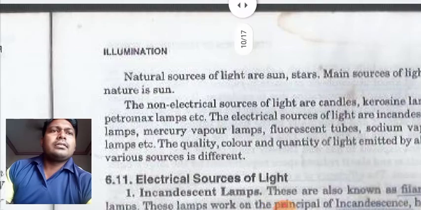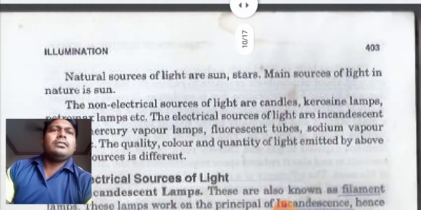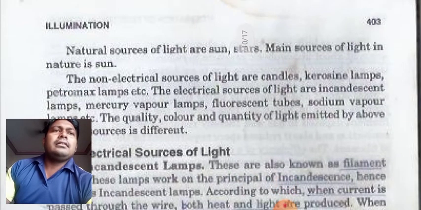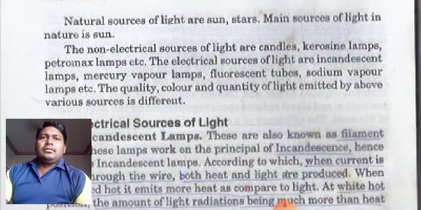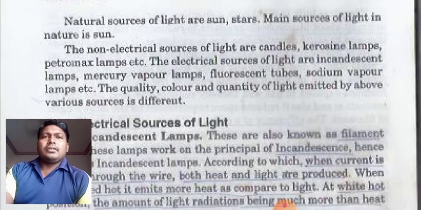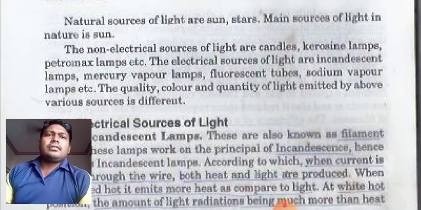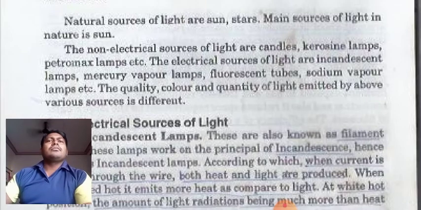Natural sources, as you all know, can be the sun or a star, and the major source of light is our sun. Why? It is needless to say, because the sun is the only star which is close to our earth, so we are getting light from the sun.